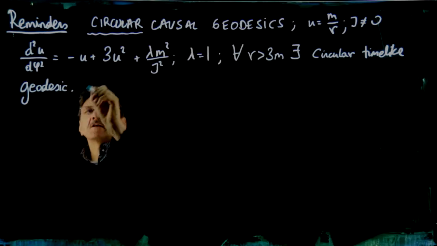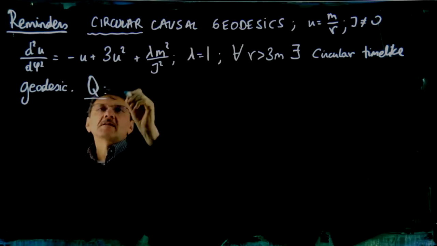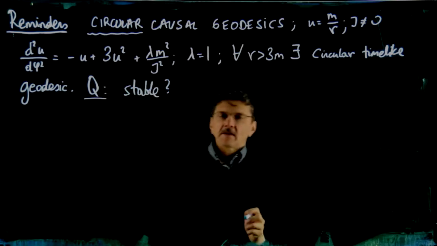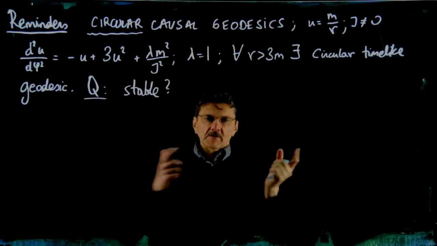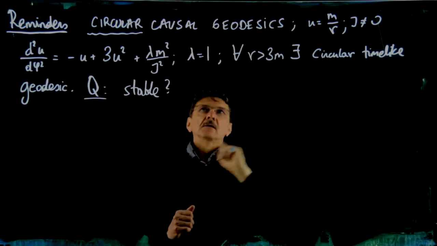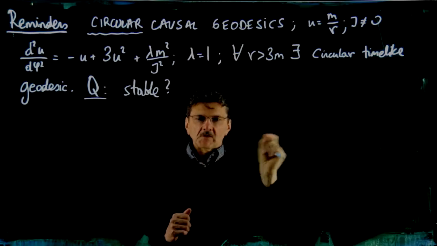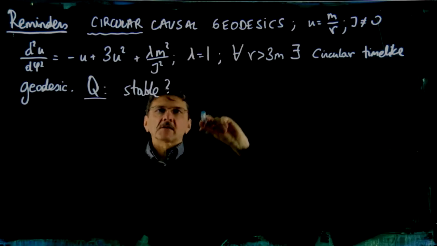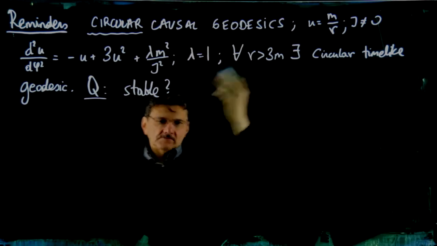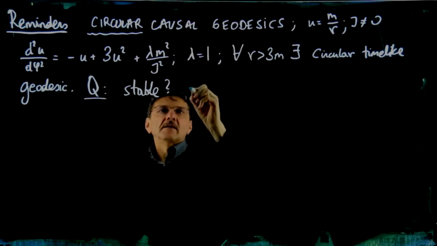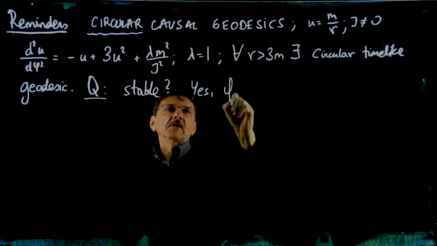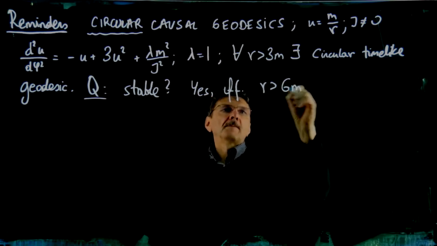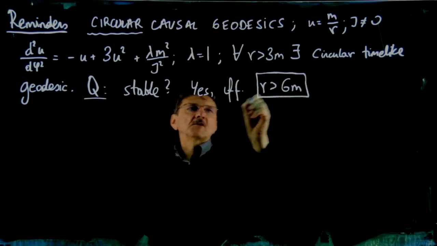And also the question is, are they stable? So in other words, you take one of the circular time-like geodesics and you perturb it a little bit, what's going to happen to it? So using the Colombo rule, I tell you what the answer is. If and only if r is larger than 6m. So this is the magical number.